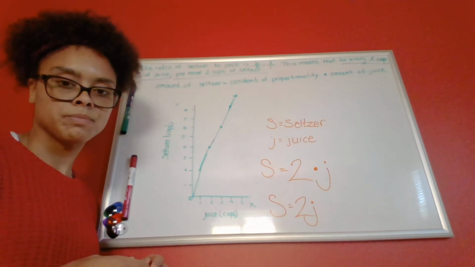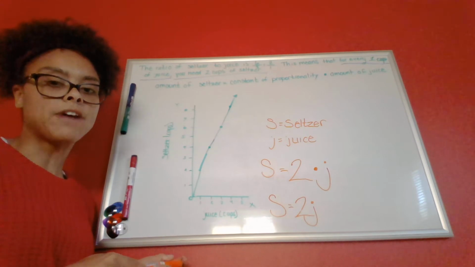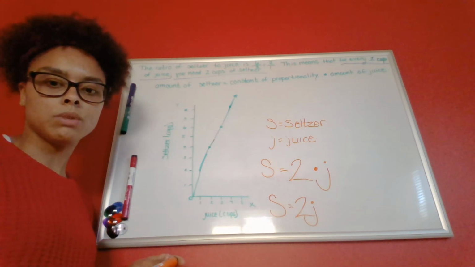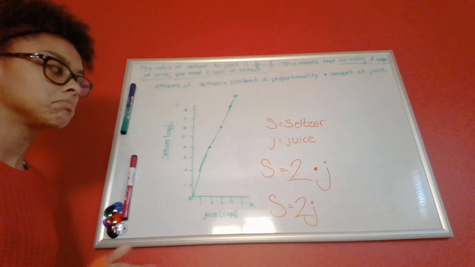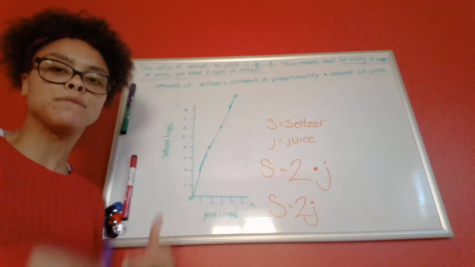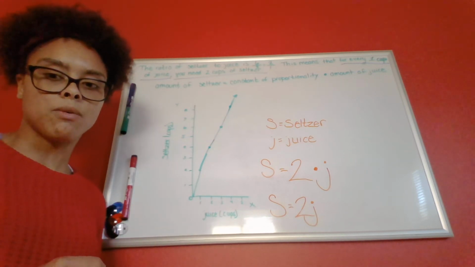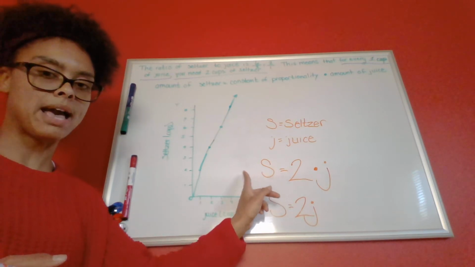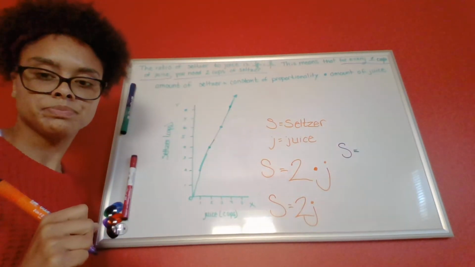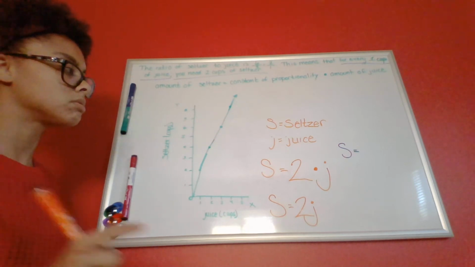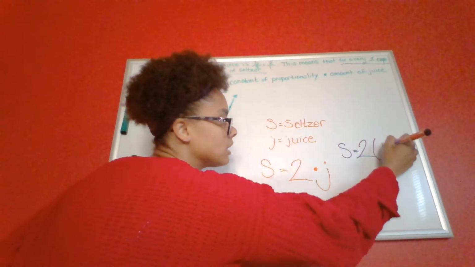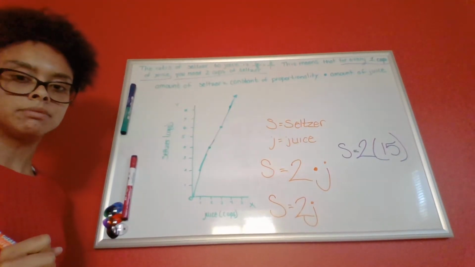Now, let's look at number 6. Use the equation you wrote in problem 5 to find the amount of seltzer you need if you have 15 cups of juice. Okay, well, all I'm going to do is replace the variable with the information that they gave me. So I'm trying to figure out how much seltzer I would have, so I know that my S is still going to be S. If I have 15 cups of juice, I have S equals 2, and then juice. I'm going to plug that number in for juice, which would be 15.